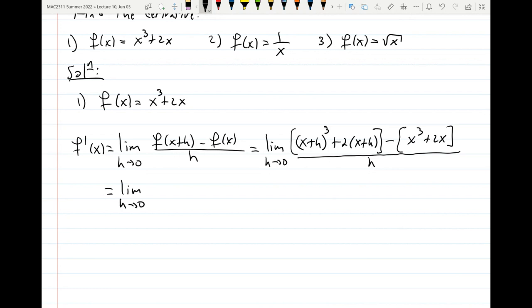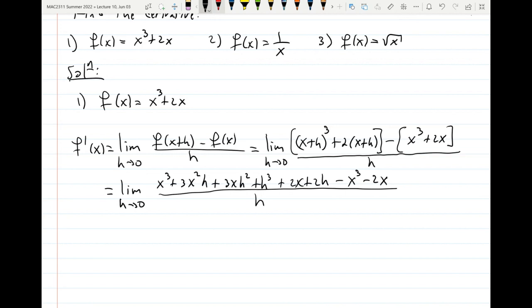Okay, so x plus h cubed, that is x cubed plus 3x squared h plus 3x h squared plus h cubed. That's how you expand a binomial cube. Then plus 2x plus 2h minus x cubed minus 2x, all of this divided by h. So let's see, x cubed here cancels. This 2x over here cancels with this one. And notice that in whatever is left, everybody has an h. Okay, so that's good news.